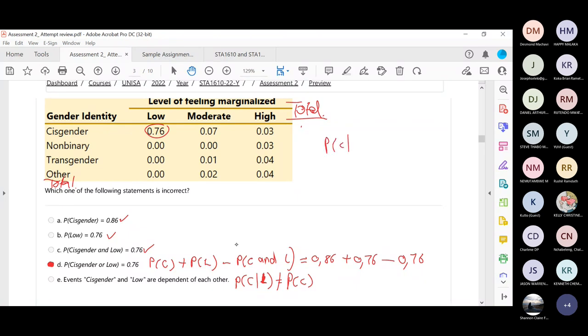The probability of cisgender given low is given by the joint probability of both of them, cisgender and low, divided by the probability of the given, which is the probability of low. Our joint probability of cisgender and low is 0.76. The probability of low is 0.76. Therefore, the probability of cisgender given low equals 1. And if this equals 1 and the probability of cisgender equals 0.86, they are not equal. Therefore, they are dependent, which means that is correct. Because if they were equal, we would say that they are independent from one another.